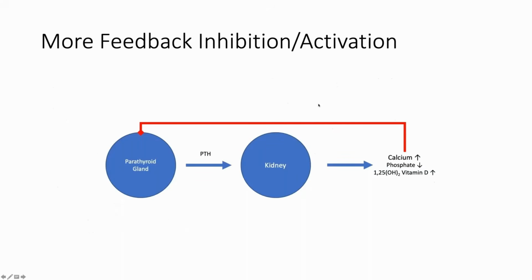All right. So again, same exact mechanism, right? PTHrP is going to cause calcium to increase. That calcium increase is going to cause feedback inhibition on the parathyroid gland, and that can cause a decrease in PTH. That is what we see.